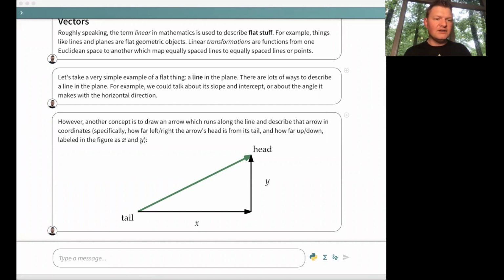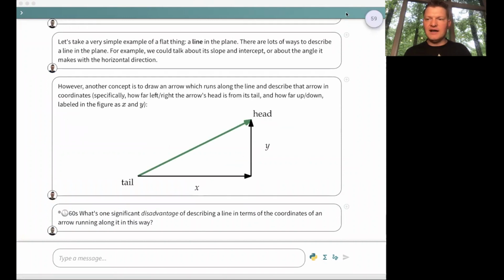So what's one significant disadvantage of describing a line in these terms? You don't do this in grade school because it's not perfect. There are some drawbacks. So what's the disadvantage of describing a line in terms of the X and Y values of some arrow, or we're going to call this green thing a vector that runs along the line?